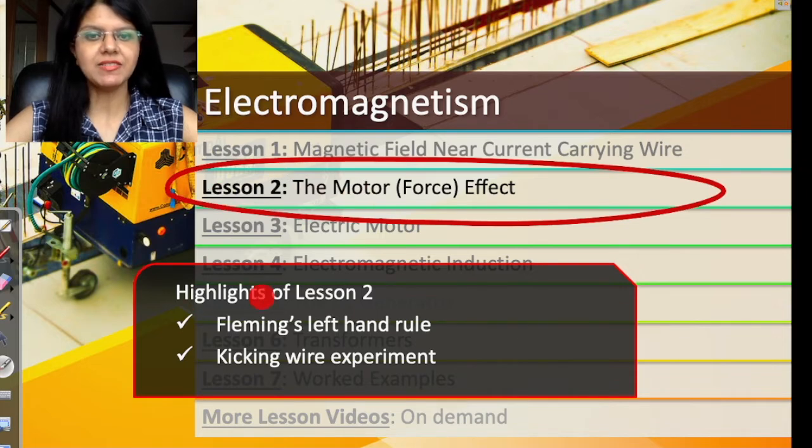Now, some highlights of this chapter. This chapter talks about two very important, very well-known concepts. These are your Fleming's left-hand rule and the kicking wire experiment. So in this chapter, we'll be covering these two concepts as well. Right? So let's start with this chapter.